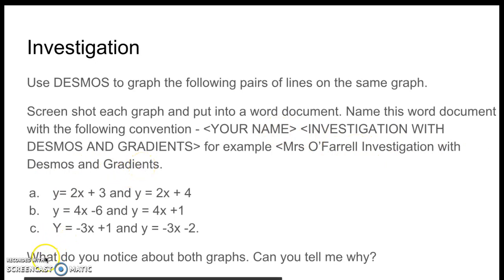At the end of the Word document, you need to write, what do you notice about both graphs? And can you tell me why? So I'm asking you to look at both of these linear equations and see if you can make any comment on them. That's your work for today, and we need to get it done during today's lesson, and every person needs to share with me. So that is the goal for today.